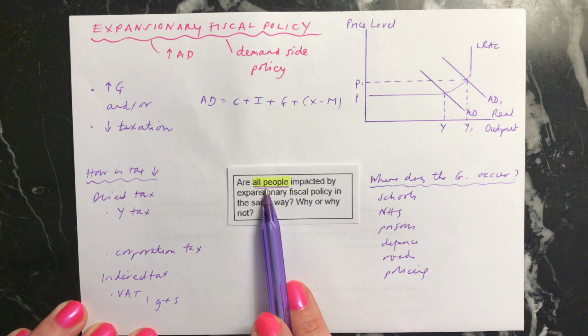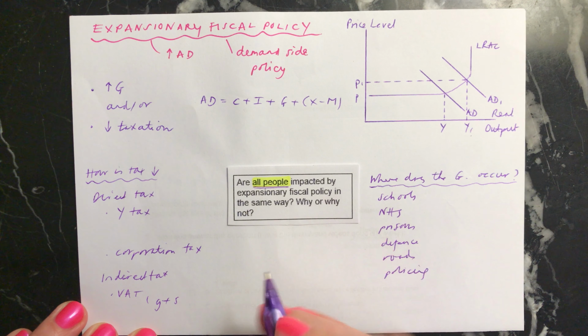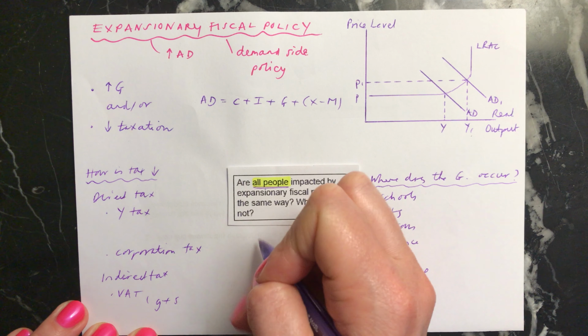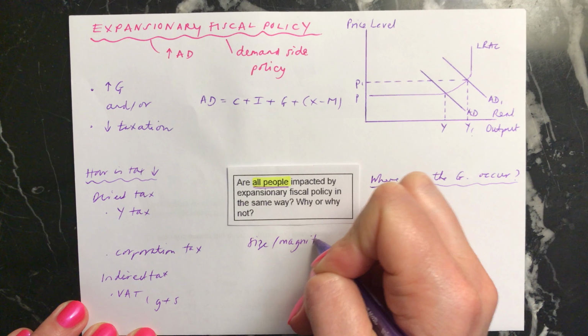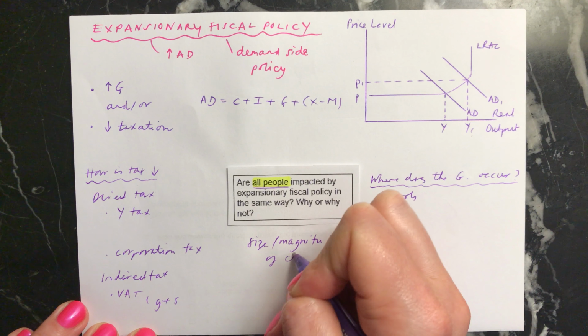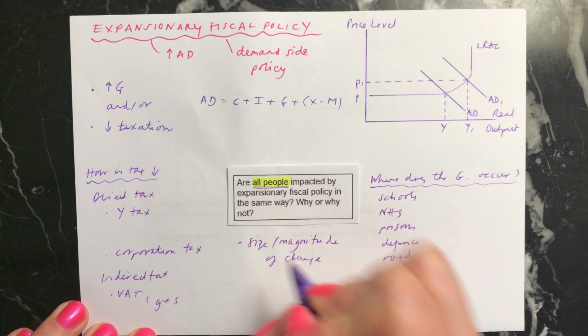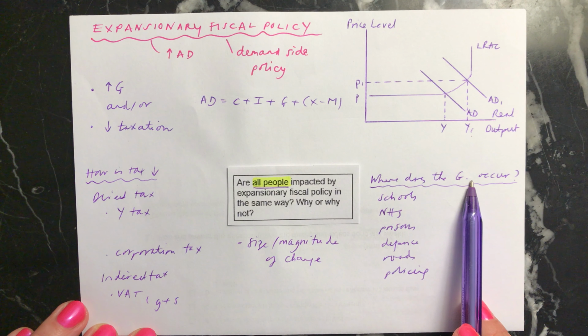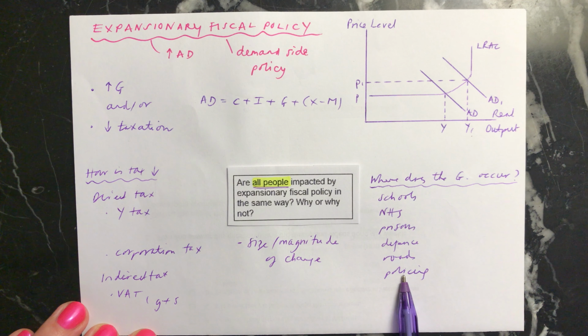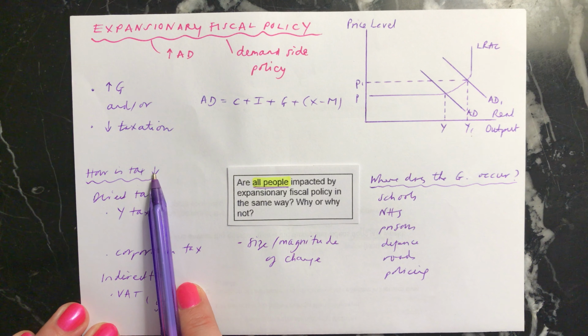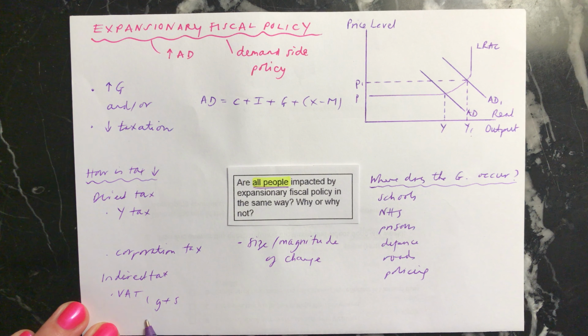And the final thing that you need to think about, whether all people are impacted or how much they are impacted, you need to think of the size, or another word for that is the magnitude of the change. That's really fundamental. So if the government spending is increasing, how much does it increase by and in which areas? If taxes are going down, which type of tax, but also what will be the size of the fall and how much of an impact will that have on people? And these are the main ways that you can evaluate this point here.